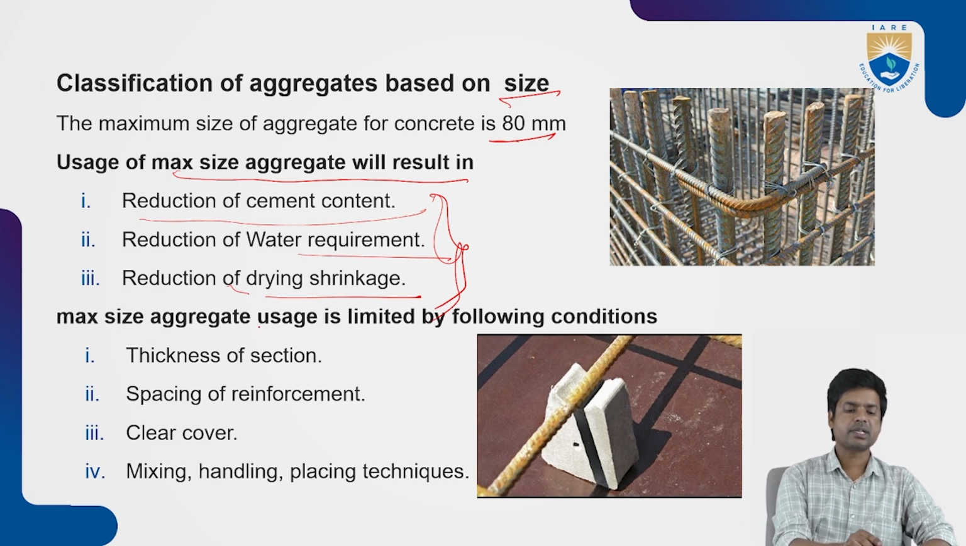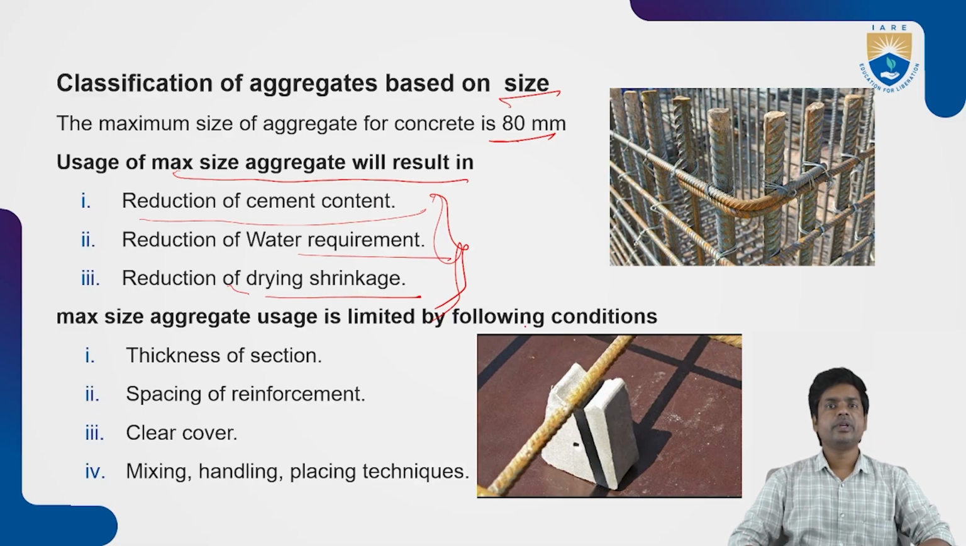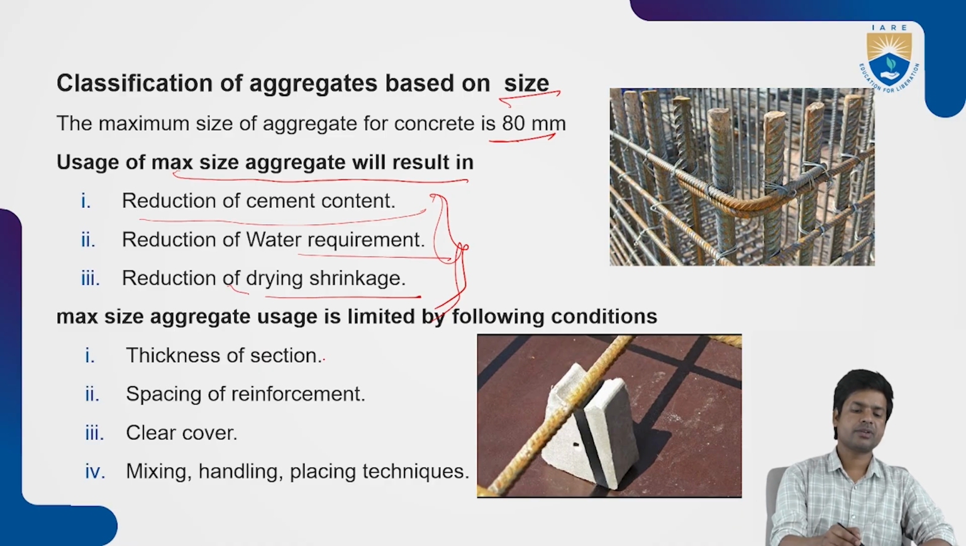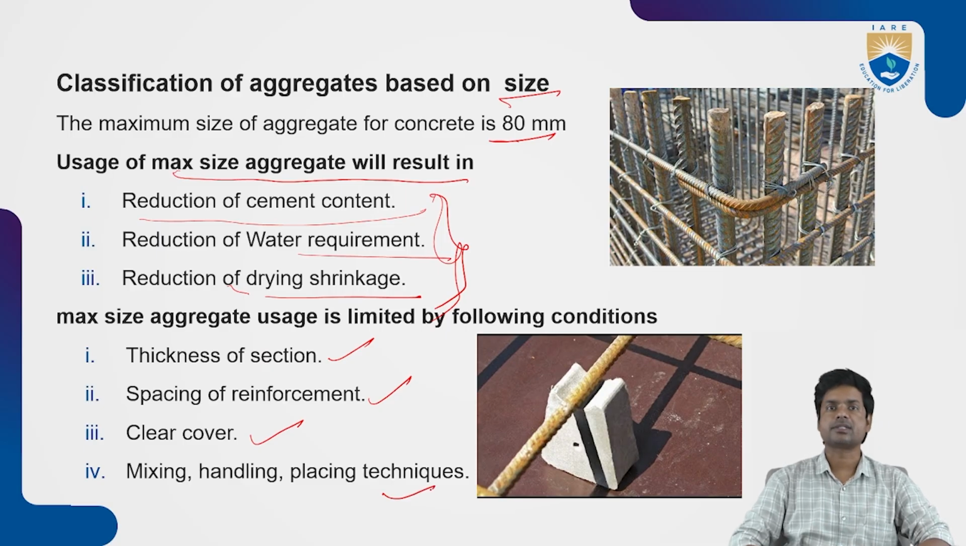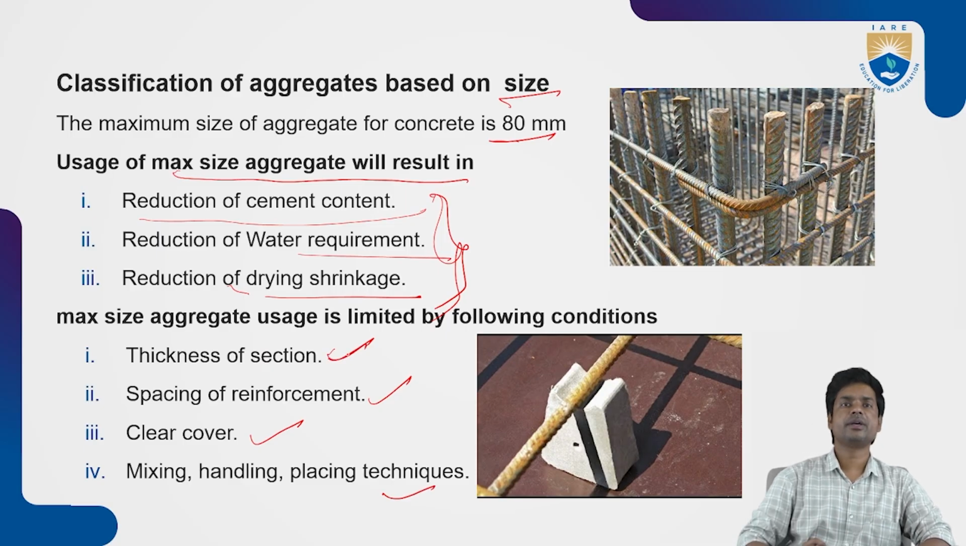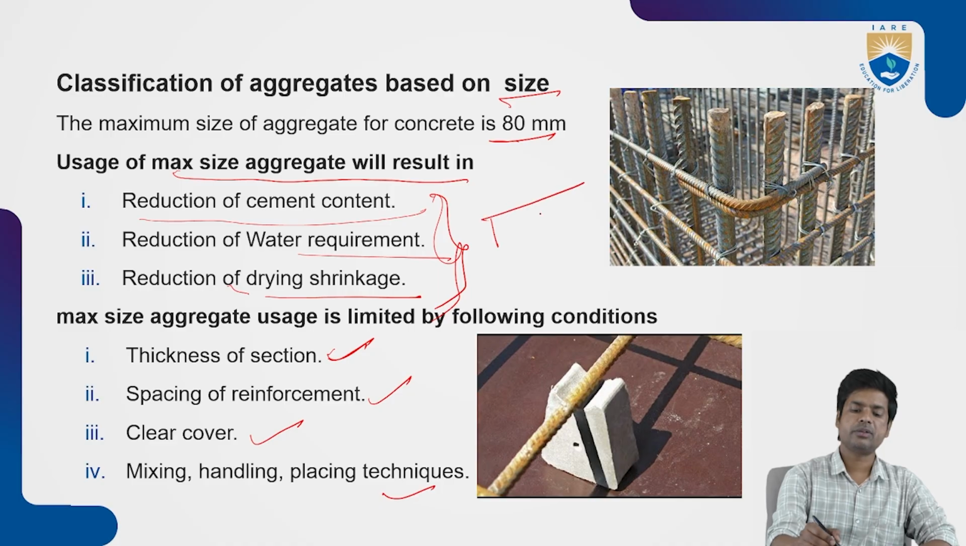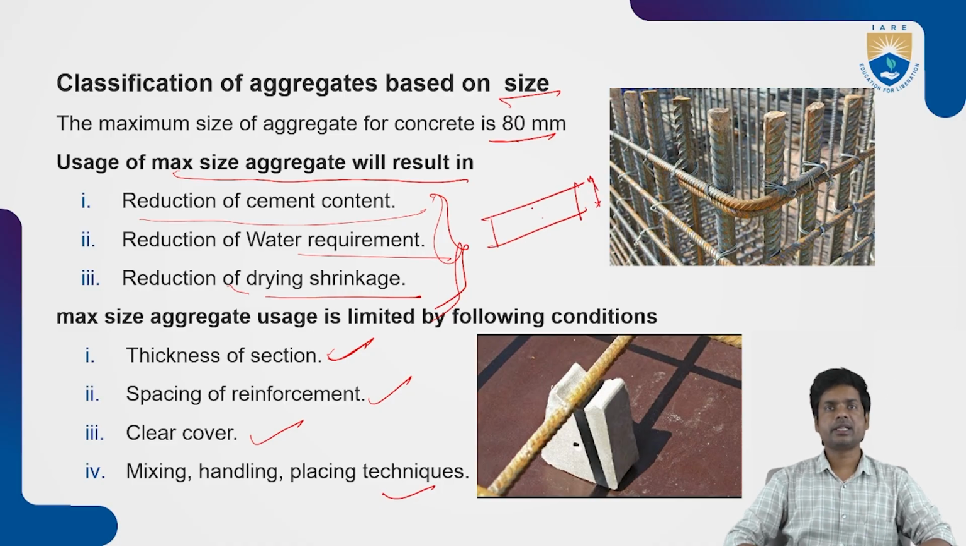And next one, maximum size aggregate usage is limited by the following conditions. Here we are going to limit the size of the aggregates based upon the following conditions: thickness of section and spacing of reinforcement, clear cover, and mixing, handling, and placing techniques. Thickness of the section means depending upon the size of the component we are going to cast, based upon the thickness we are going to choose the aggregate size.